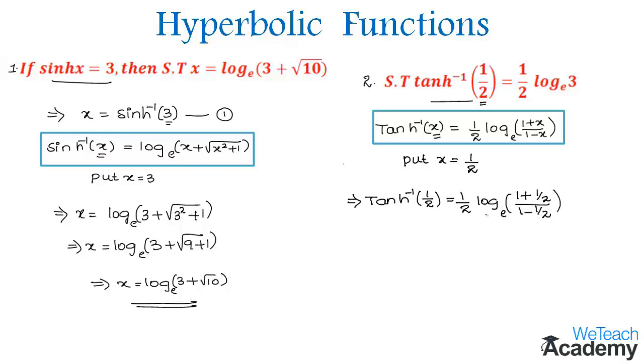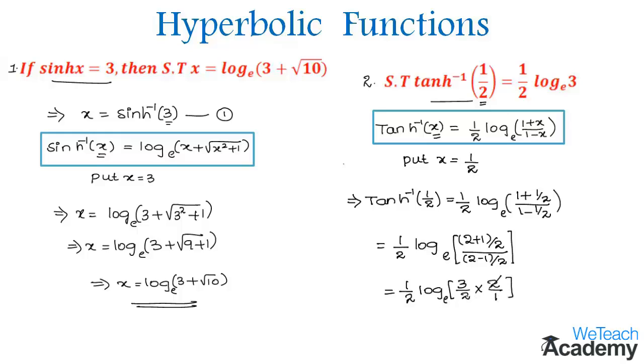And now let us simplify on the RHS side. So we get 1 by 2 log, and here by taking the LCM we get 2 plus 1 divided by 2 in the numerator, then whole divided by 2 minus 1 divided by 2 to the base e. So this would become 1 by 2 log of 3 by 2 into the reciprocal of the denominator, which would be 2 by 1, to the base e. And then 2 and 2 get cancelled and we get 1 by 2 log 3 to the base e, which is nothing but the value on the RHS side.